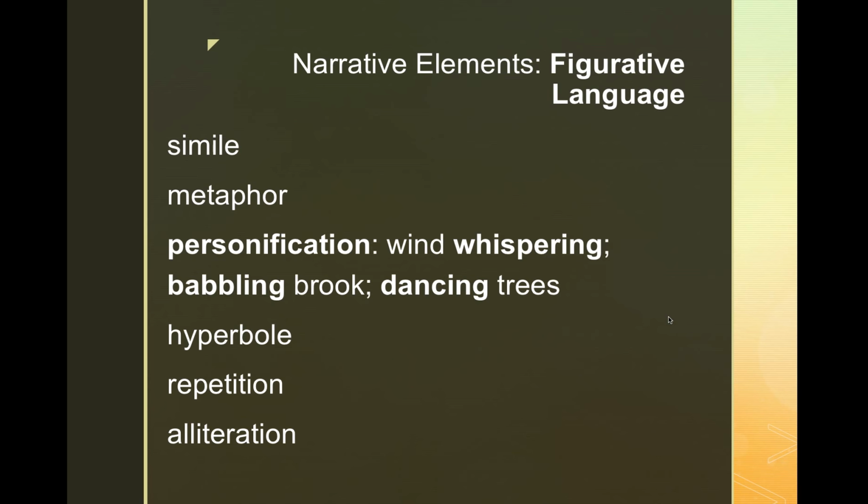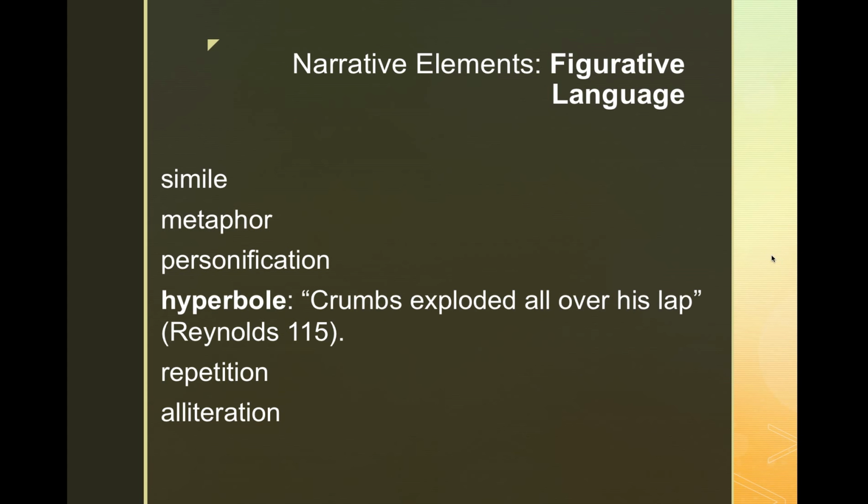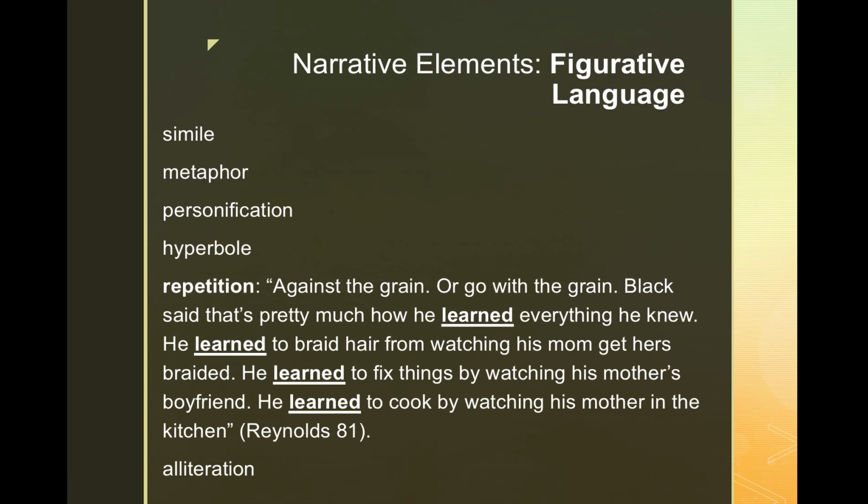Personification, again, is giving non-human entities human characteristics: wind whispering, babbling brook, dancing trees. Again, it puts more vivid imagery into the reader's mind. Hyperbole: "Crumbs exploded all over his lap." Reynolds, page 115. Hyperbole is exaggeration for specific purposes. The crumbs didn't actually explode on his lap, but the reader can visualize crumbs everywhere because of that exaggeration.